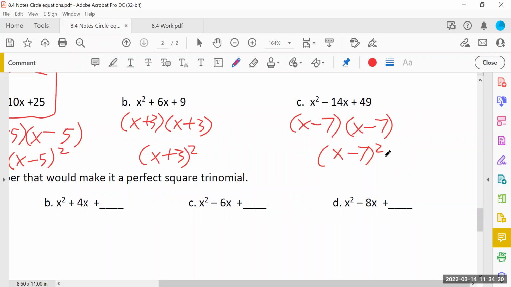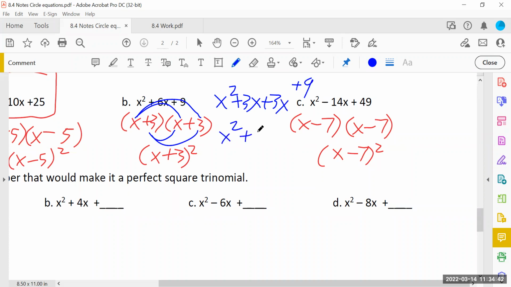If I actually multiply this out, x times x would make x squared. x times 3 would make 3x. 3 times x would make 3x. 3 times 3 would make 9. 3x plus 3x makes that positive 6x that I needed in the middle.